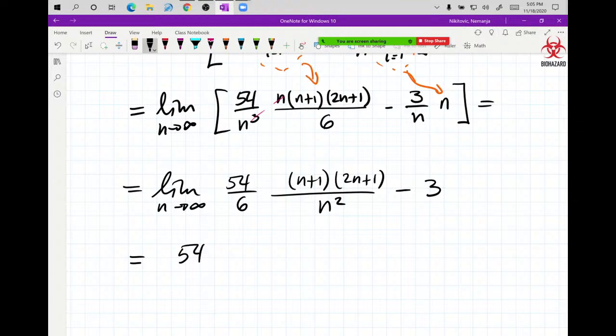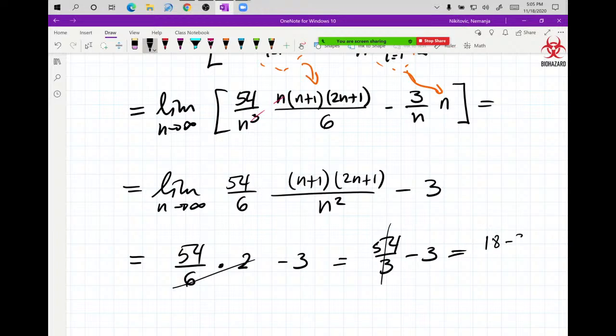So you have your 54 over 6 times 2 and everything minus 3. These guys can cancel. That's 54 over 3 minus 3. And then 5 plus 4 is 9, 9 is divisible by 3, therefore 54 is divisible by 3. When you divide it by 3, you get 18, then 24 divided by 3 is 8, minus 3. The whole thing is 15. So the area is 15.